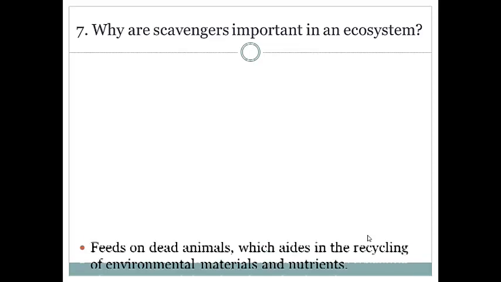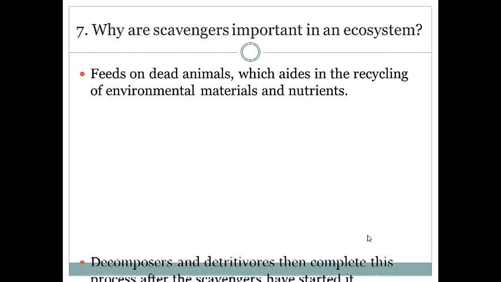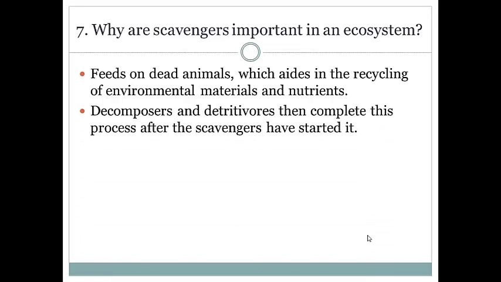Scavengers, why are they important? Scavengers feed on dead animals. Basically what this does is it speeds up and aids the recycling of environmental materials and nutrients. This is the job of bacteria and detritivore decomposers, but the scavengers begin this process, and the decomposers and detritivores then complete it once the scavengers have started it. So it kind of speeds things up. Those scavengers break down that dead, decaying matter, and then the decomposers and detritivores can move in.